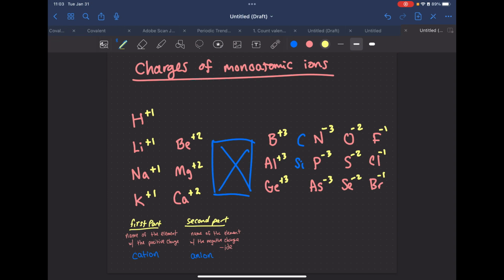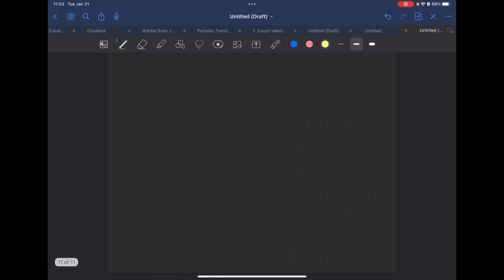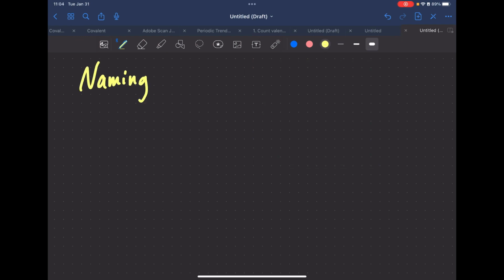Okay, so that's the first part and the second part of the names. Let's do some examples. So new section now. Call it naming ionic compounds.